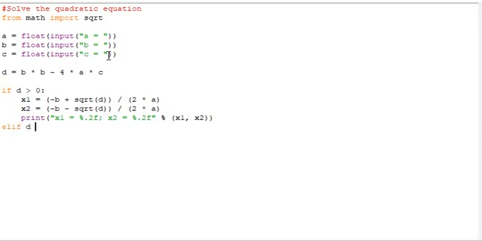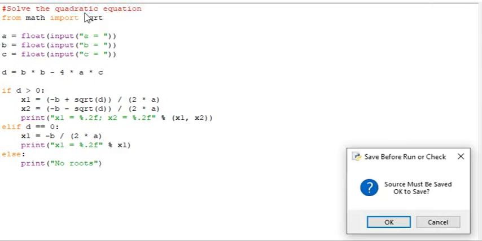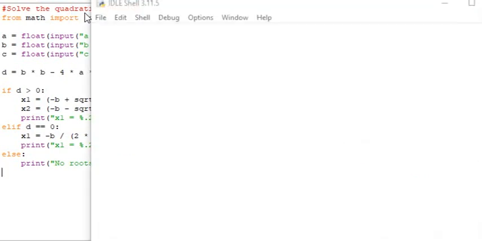If the determinant is 0, we should print what the answer is: divide minus b by 2a and give the result. Else, that means the equation has no roots. So this is a simple way of writing a program to solve a quadratic equation. Let's run it and see what our results are.